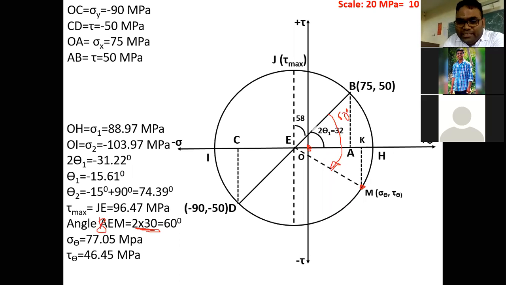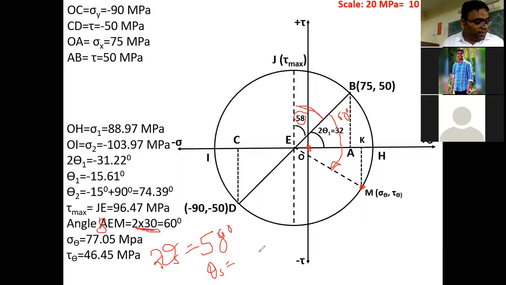And look, this was also asked in the question: what is the orientation of the shear plane? Just measure this angle, and this angle is 58. So 2 theta s will be 58, and theta s is equal to just half of this. Okay? So this is all about it, dear.